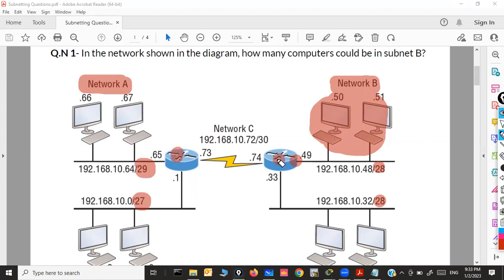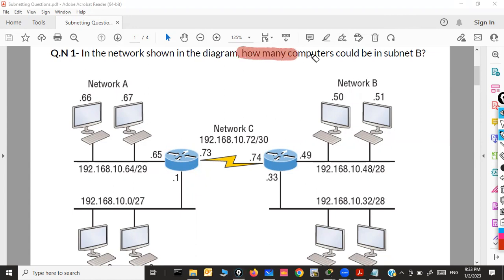And this symbol is a router symbol. Two IPs I can see assigned here, like 73, 74, which is something like the network address. But let's keep it simple. So the question here is how many computers could be in subnet B? So the first thing, how can we find out the answer to this question? We have been asked to compute the number of IPs in a subnet. But how can we do the computation?